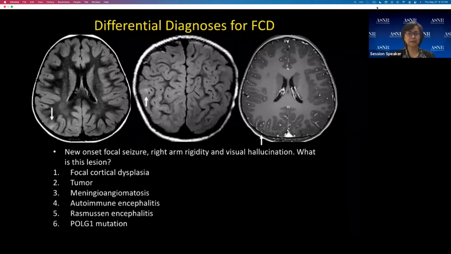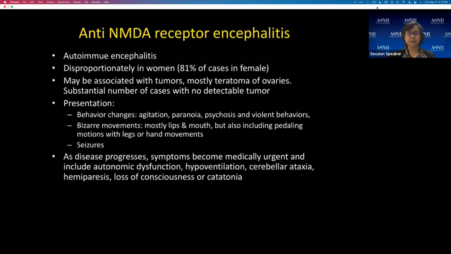Moving on to the next differential diagnosis. So this is a patient who presents with new onset focal seizures, right arm rigidity, and visual hallucination. MRI demonstrates a focal area of FLAIR hyperintensity in the right parietal cortex. Given the clinical presentation, this is likely to be autoimmune encephalitis.